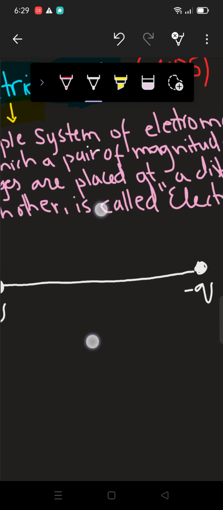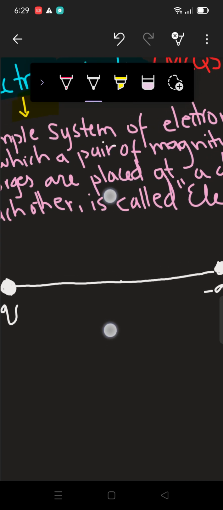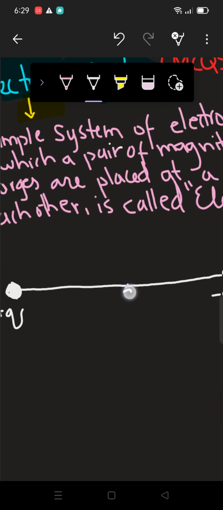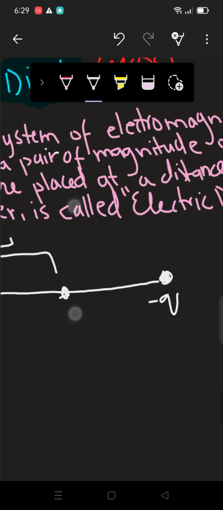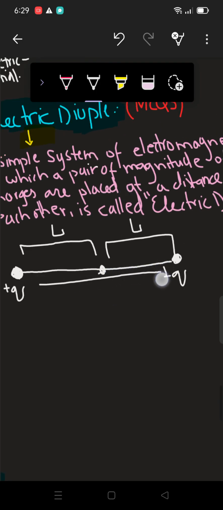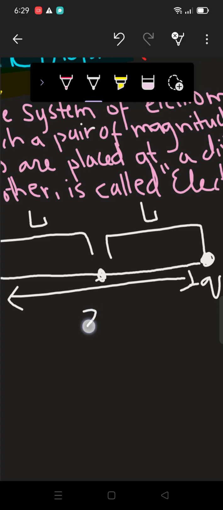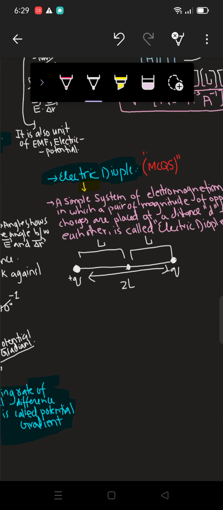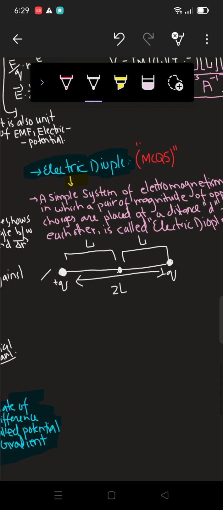So this is basically their center point. This distance is called L, and this distance is called L, right? So this whole distance will be equal to 2L. So this is the diagram. It is a simple system of electromagnetism in which we have used two charges, and those two are opposite, which means one is positive and the other is negative.